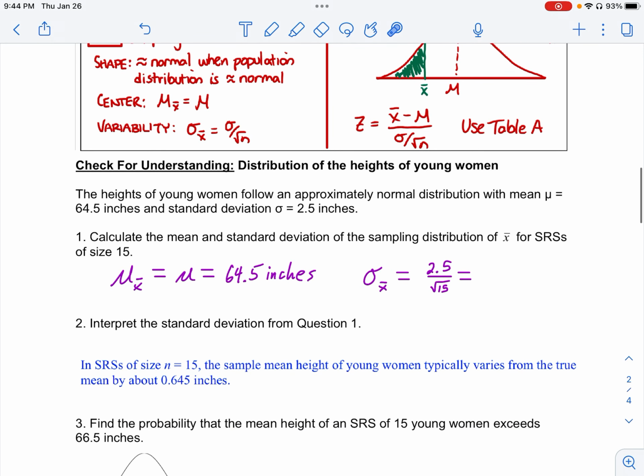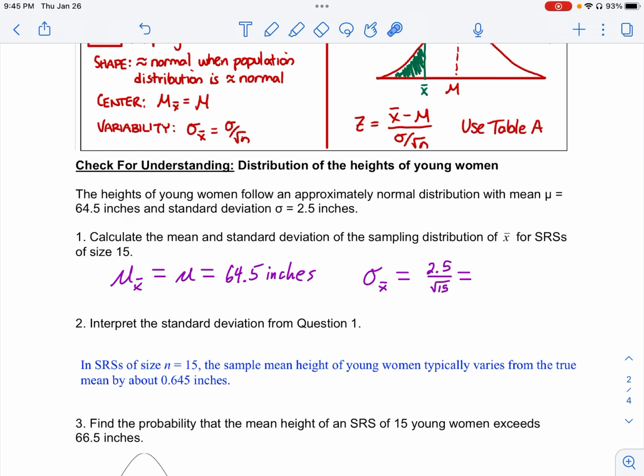So this tells us that the heights of young women follow an approximately normal distribution with a mu, or an average, of 64.5 inches and a standard deviation, sigma, of 2.5 inches. Let's calculate the mean and the standard deviation of a sampling distribution of X bar for simple random samples that are each size 15. So the average of all these X bars, the average of all these samples, will be the same as the average that we're given of 64.5.